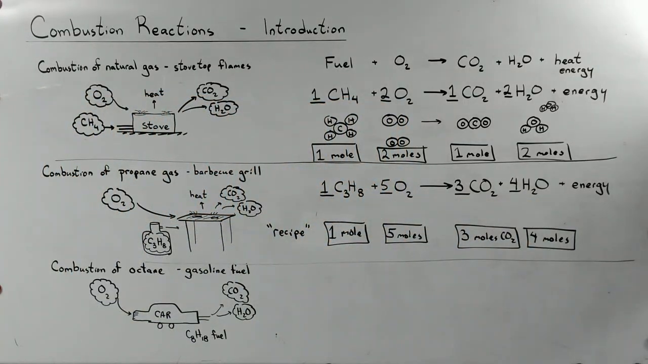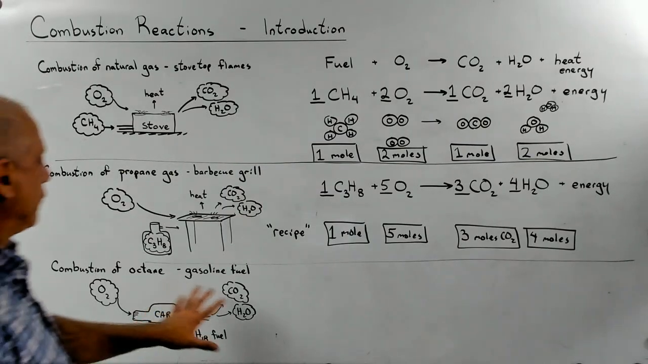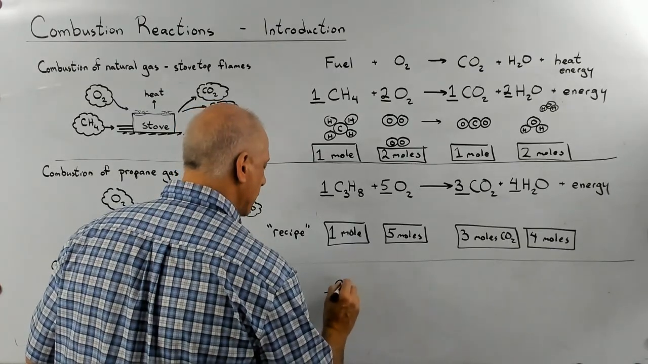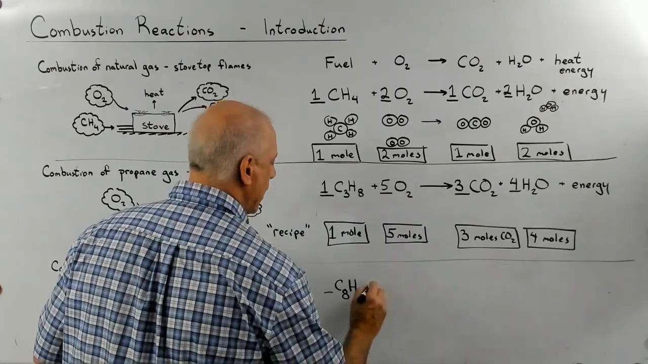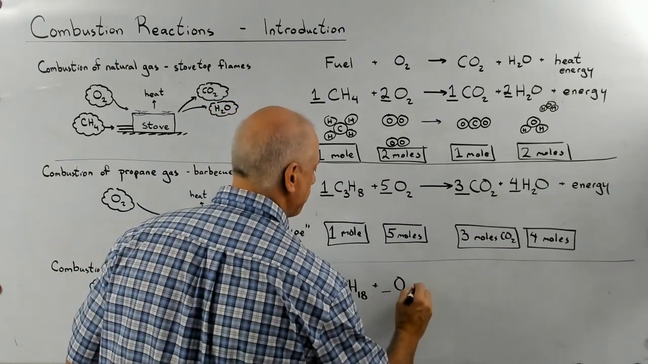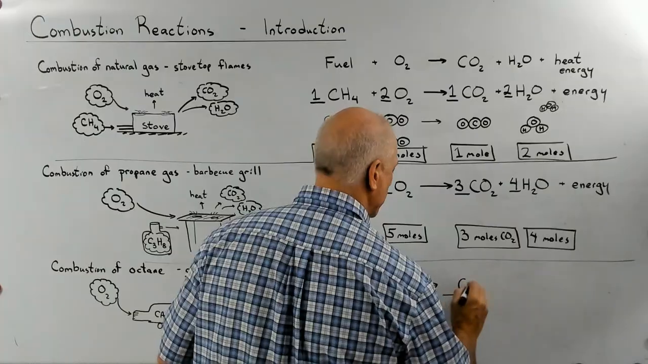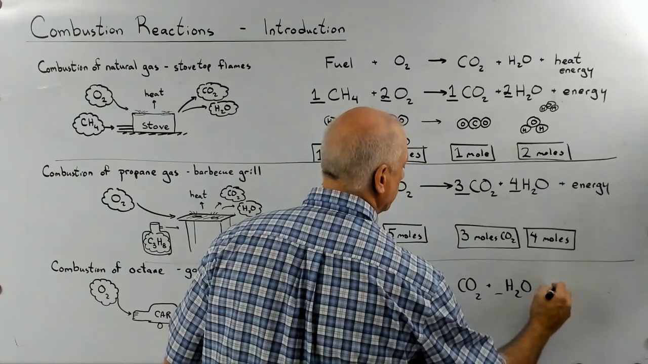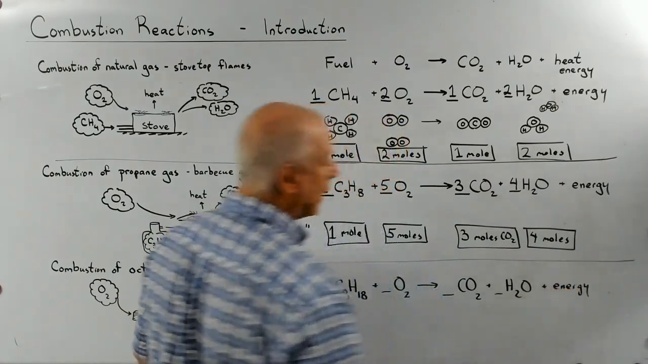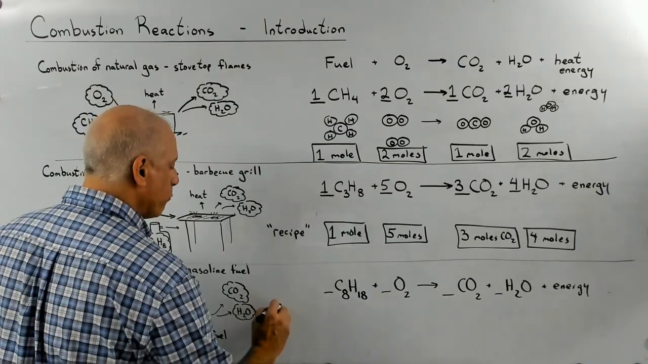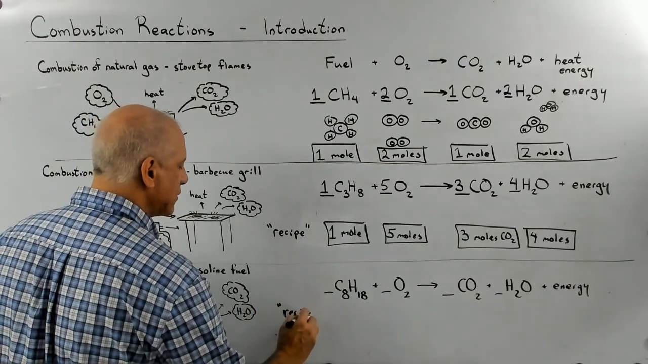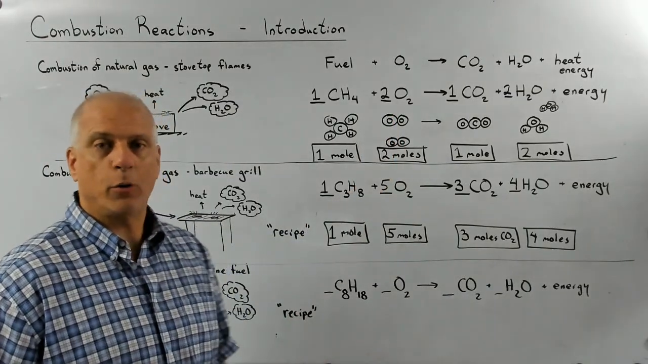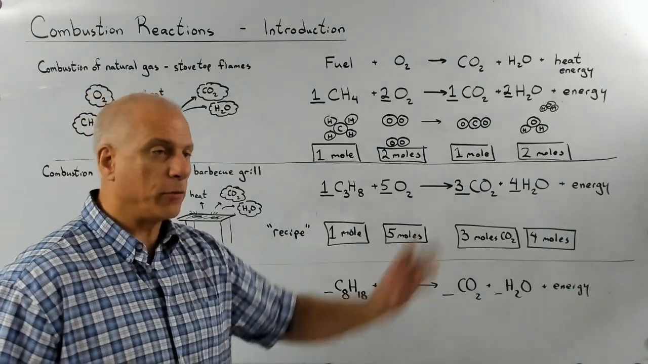Now, I can do the same thing down below for octane. In the case of octane, I have C8H18, and then I have oxygen gas, and it's going to react to produce carbon dioxide and water vapor, H2O, plus energy to move the car. Now, I want to get my molar recipe, my theoretical recipe. What is the recipe here? If I react 1 mole of this, how many moles of oxygen do I need? If I react 2 moles of this, how many moles of carbon dioxide come out?